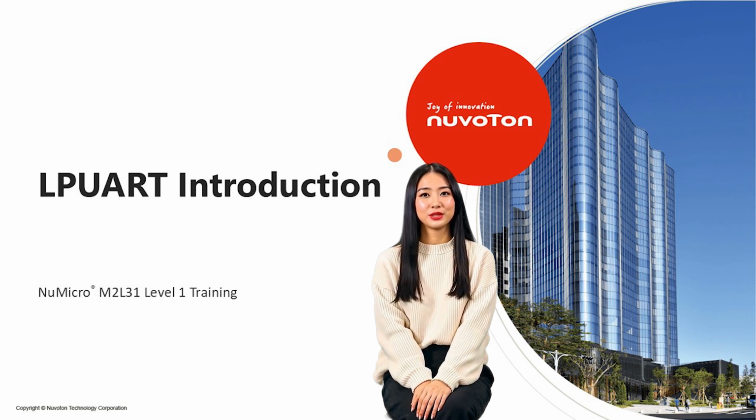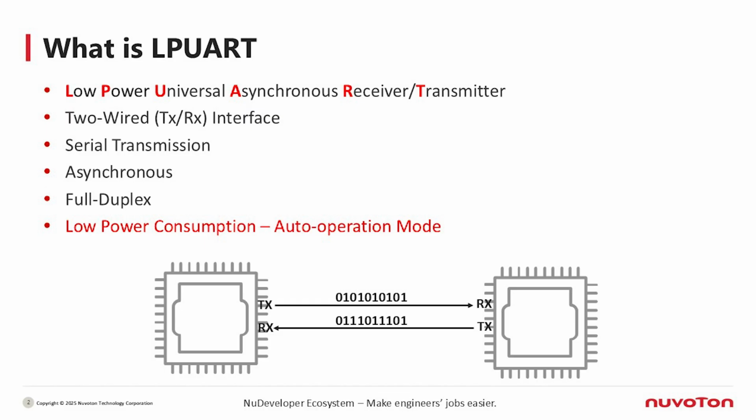Today we will introduce one of the peripherals inside the low power domain of the M2L31 series, the Low Power UART. What is the Low Power UART? The full name of Low Power UART is Low Power Universal Asynchronous Receiver and Transmitter, a low-power serial communication interface used to transmit data between devices.